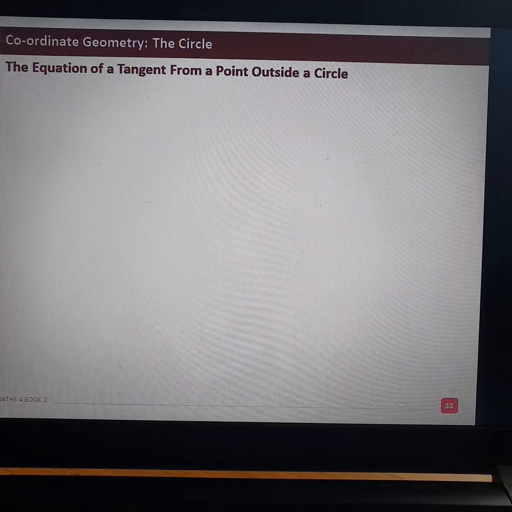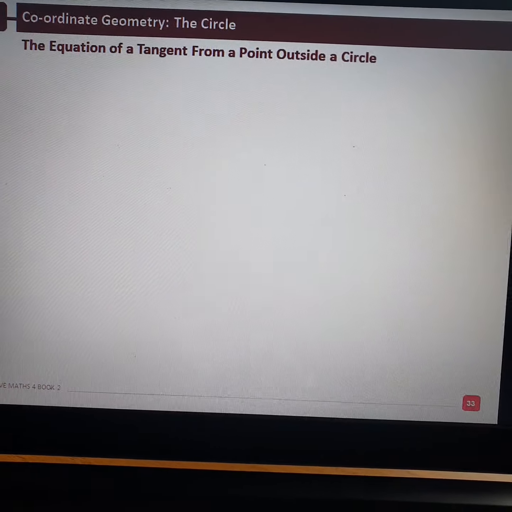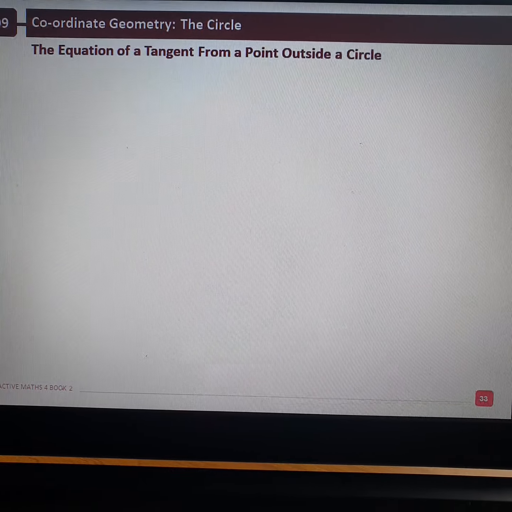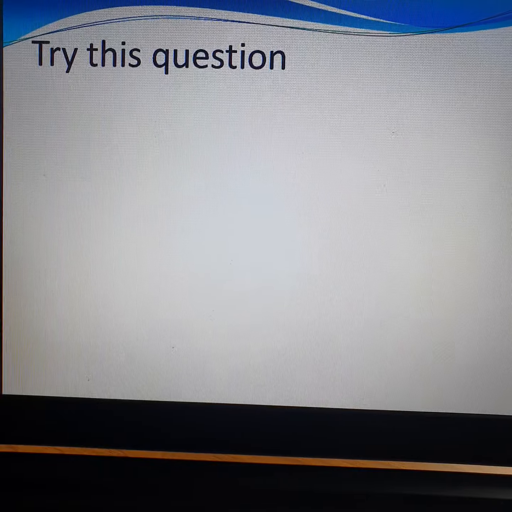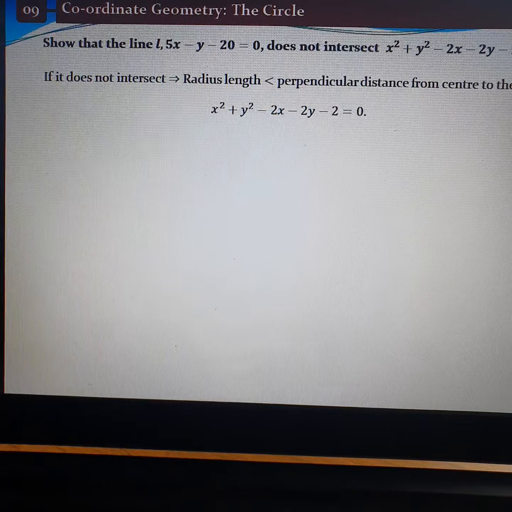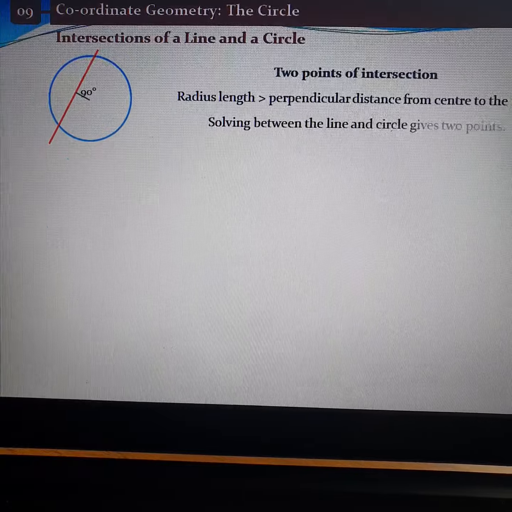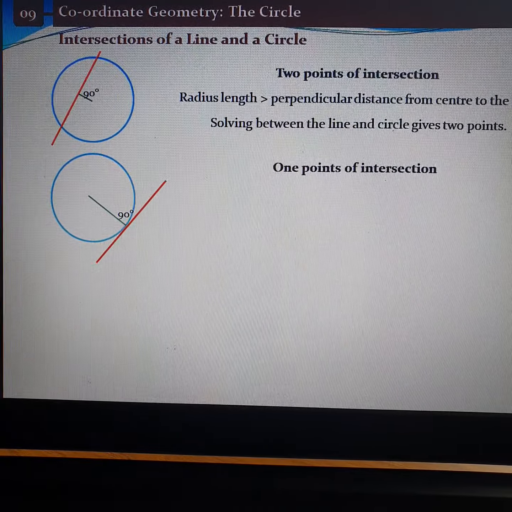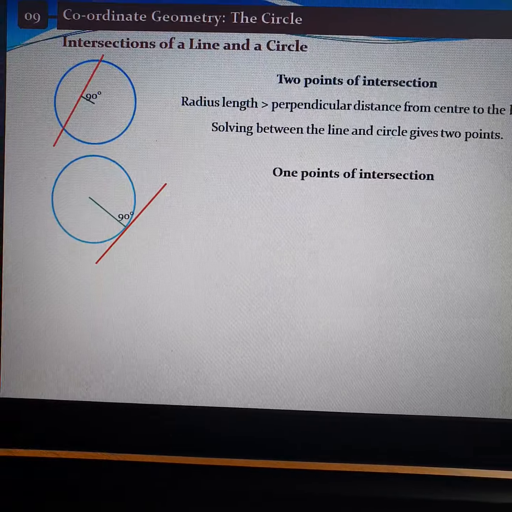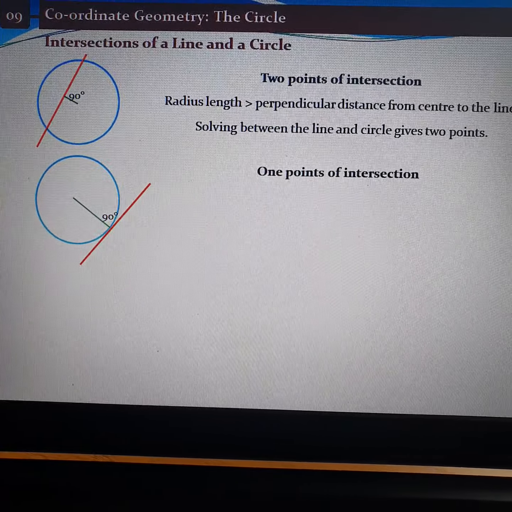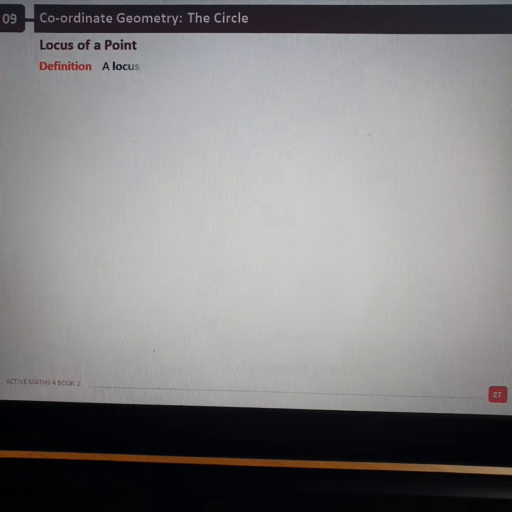So this section is based on the equation of a tangent from a point outside a circle. Up until now we've been looking at lines intersecting circles, tangents to circles. If the line passes through the circle, it obviously has points of intersection, but a tangent to the circle would be a line that touches the circle at one point.